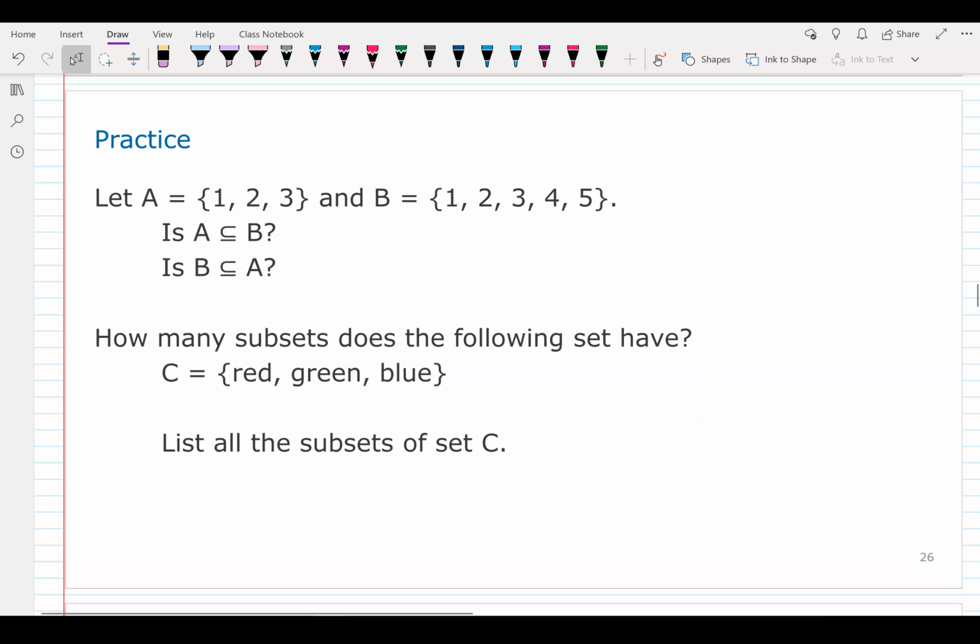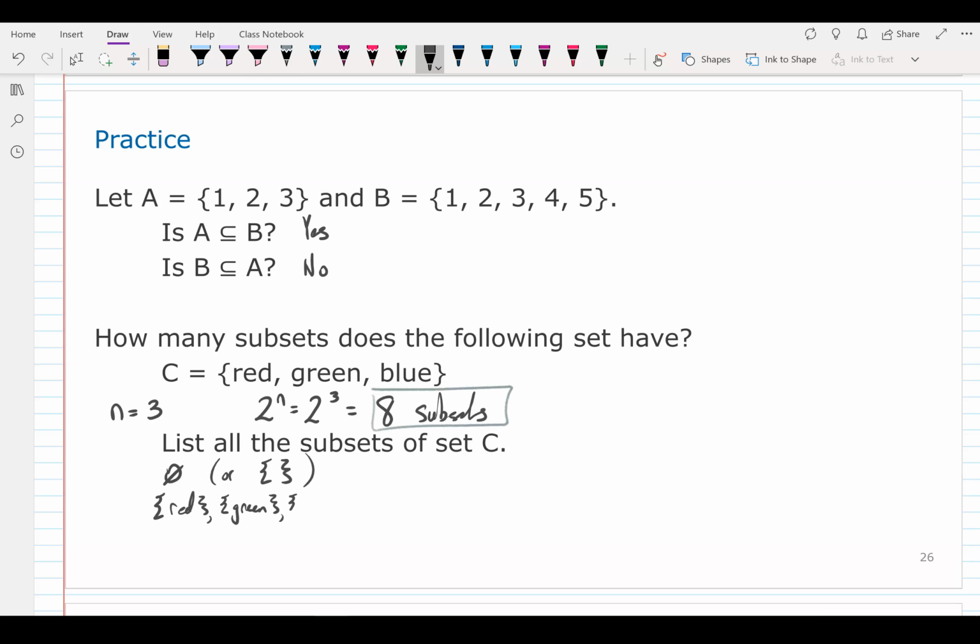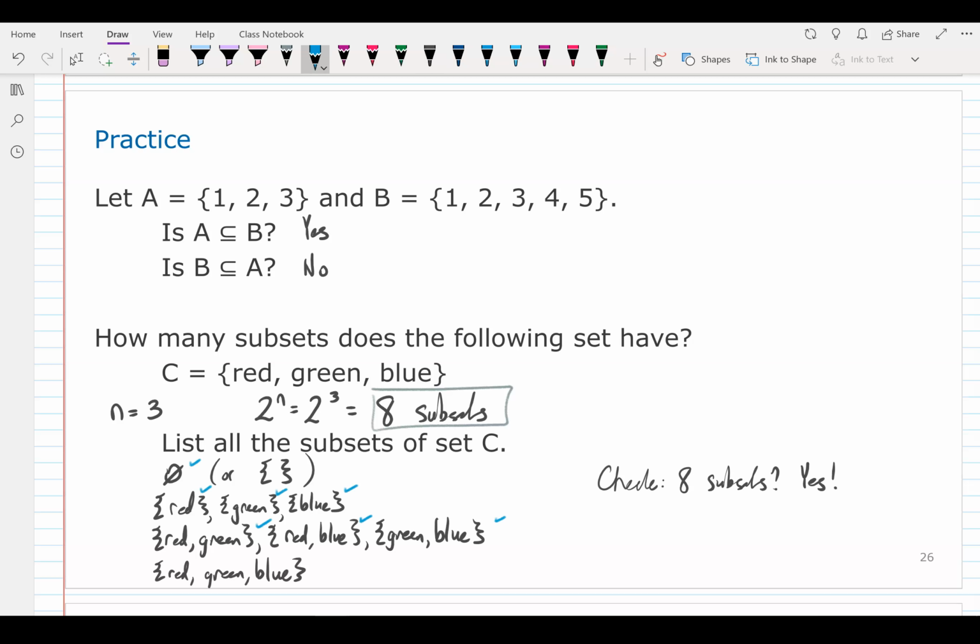So the next section is just practice. And I'd like you to just pause the video, work through the practice section, and then I'll start putting out the answers. All right? So pause the video, try the practice set, and then I'll list all these answers here. Okay, so I just went to check that I had 8 subsets in this case, and I did. So I'm going to move on.